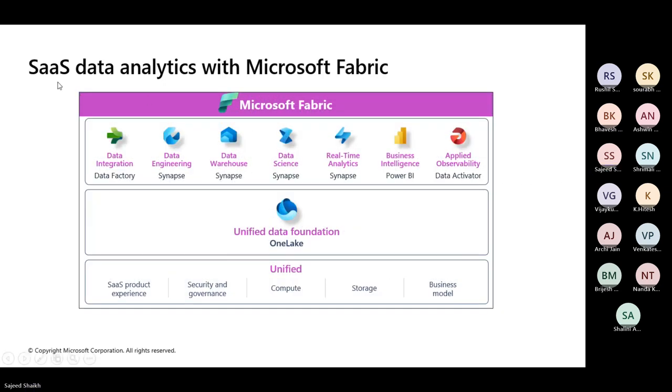Then we have got software as a service. Data analytics with a product called Microsoft Fabric. So Microsoft Fabric has got data integration, data engineering. It uses data warehousing, data science, real-time analytics, business intelligence, and data activator. So it is one unified data foundation for processing data.